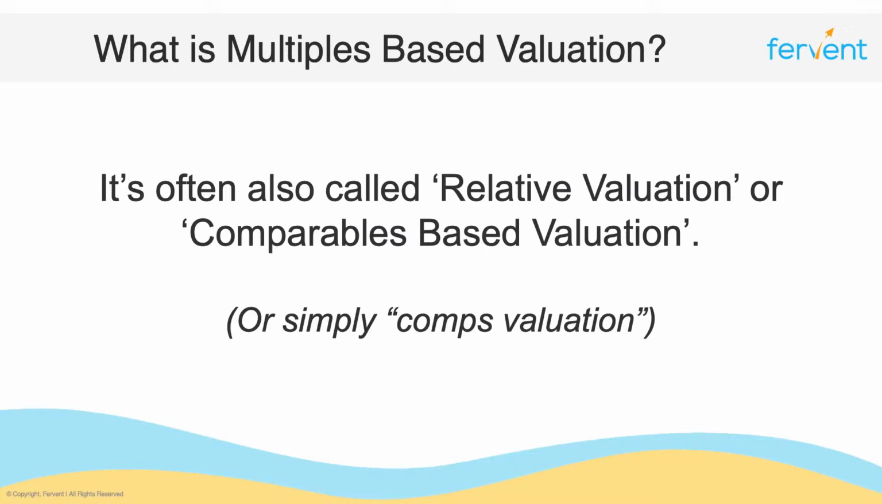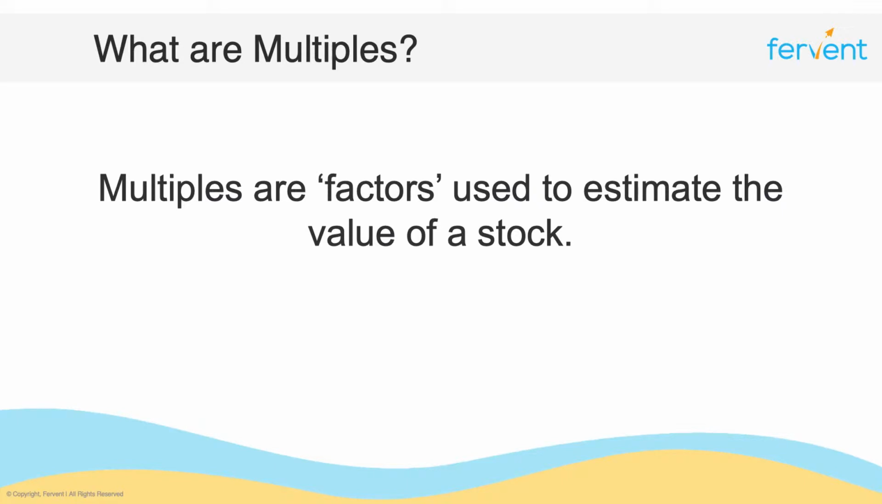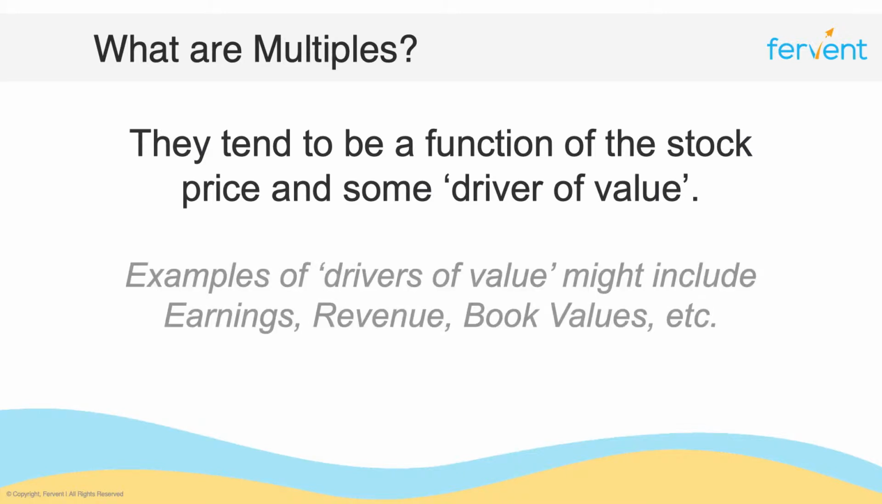Now, multiples-based valuation relies on the use of multiples to determine the price of a security or a stock. Now, what are multiples? Well, they're essentially factors that we use to estimate the value of a security or a stock, or indeed even houses. Multiples tend to depend on two things, including the stock price and something we call a driver of value. Now, what do we mean by a driver of value? Well, it's something that drives or causes the value to increase. Examples would include things like earnings, i.e. profit, or revenue, aka turnover, as well as book values to an extent.